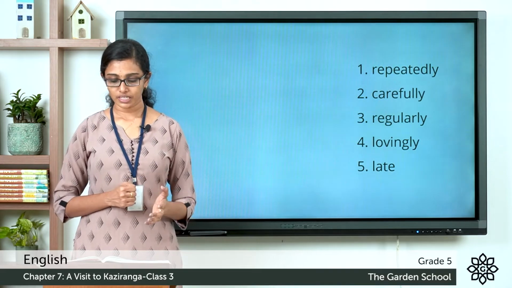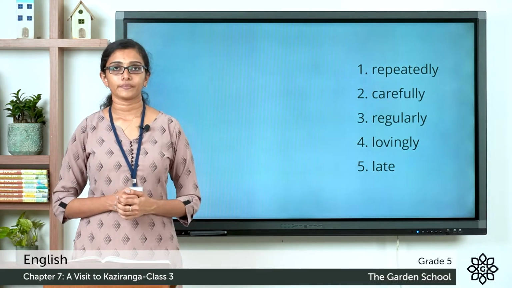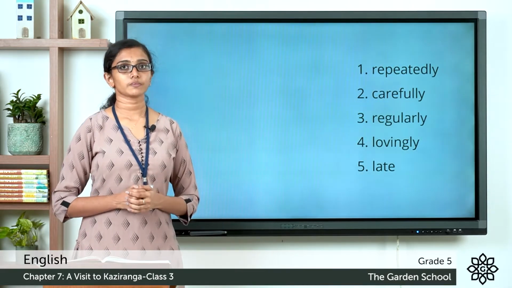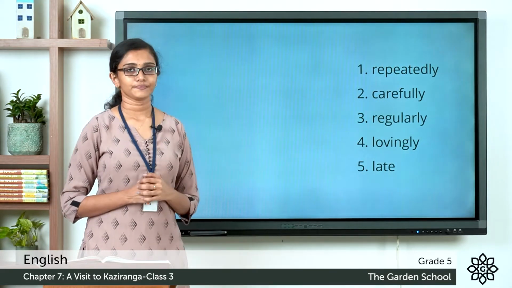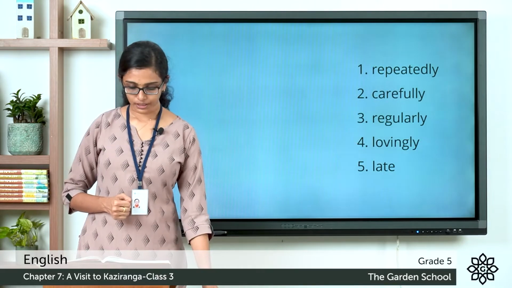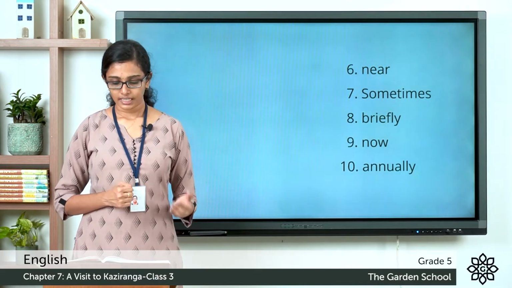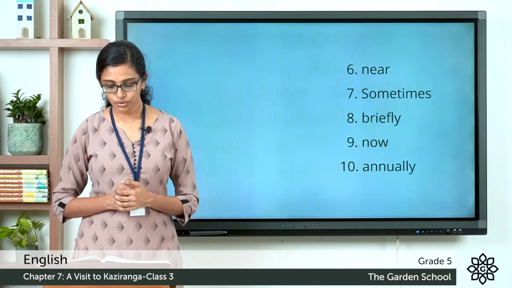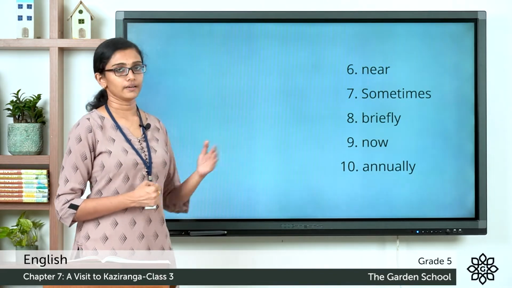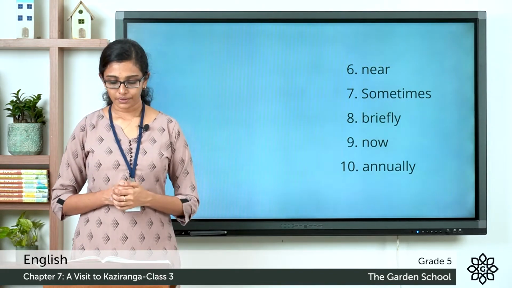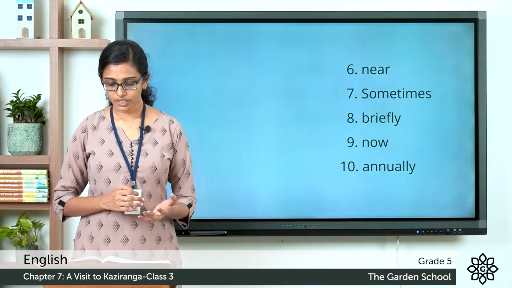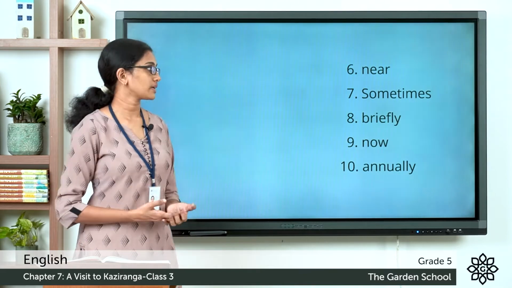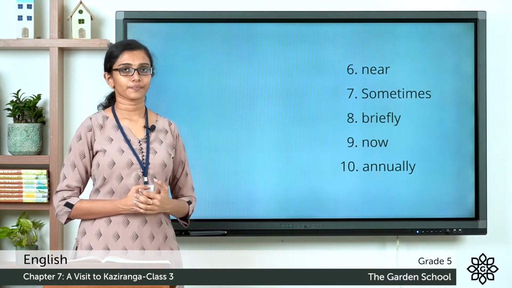Now 5. She is not on time. Not on time is highlighted, which can be replaced by the adverb late. Now, the next one, question number 6. The little girl sat close to her mother. Close to can be replaced by near. 7th one, once in a while, she drives her son to school. So, once in a while, it can be replaced with sometimes.